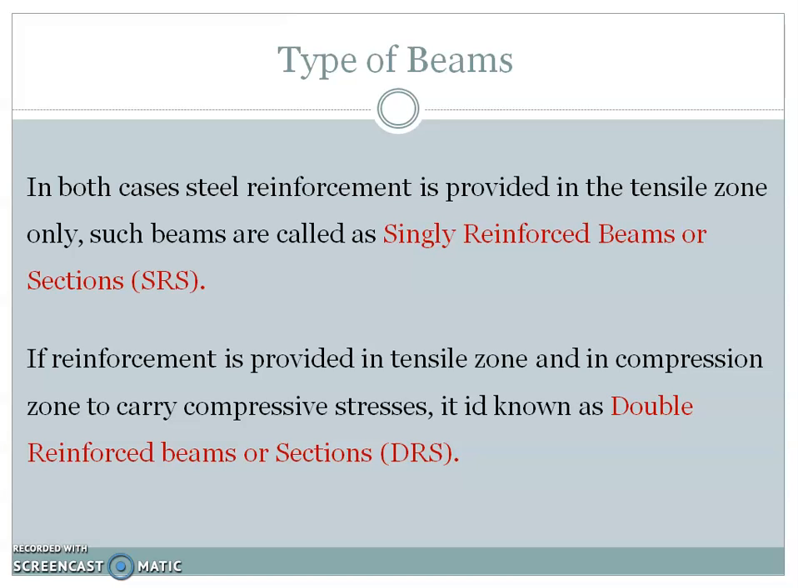The other type is if reinforcement is provided in the tensile zone and in the compression zone to carry compressive stresses, it is known as a doubly reinforced section. Okay, so sometimes we have to design the beam in such a way that the steel has to be provided in the compression zone as well as in the tensile zone. Such kinds of beams are called doubly reinforced beams or doubly reinforced sections. So we are basically going to learn SRS and DRS in detail, that is analysis and design, in this particular chapter.